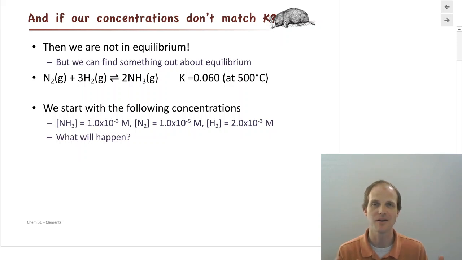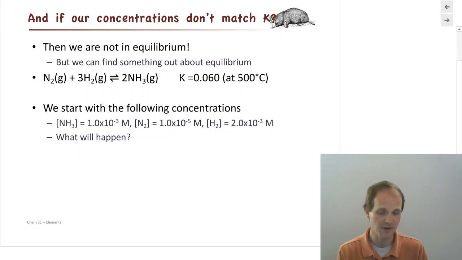Welcome back. We now know how to write equilibrium expressions. We know that they're constant no matter what we do, as long as we've reached equilibrium, right? So what we're going to find out now is what happens if we do some calculations and our concentrations don't equal up to K. We do the calculations, we plug everything in, and we don't get the right K value.